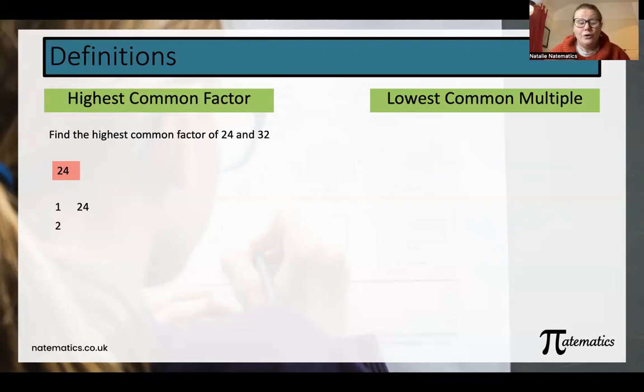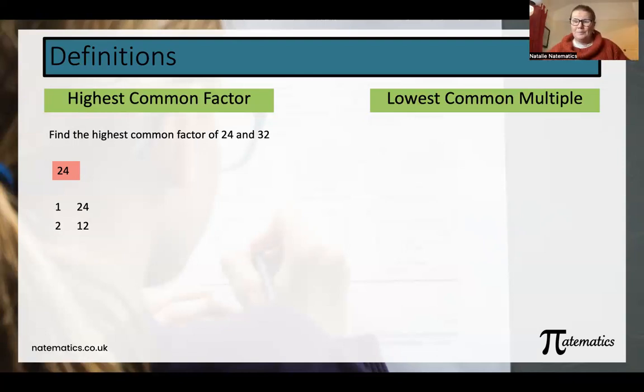Right, so then 2. Now 24 is an even number, so we know that 2 is going to be a factor because an even number has 2 as a factor. So 2 times what makes 24? 12. And just another little bit of maths learning here. Look at what's happened to these numbers. It's gone from 1 to 2.